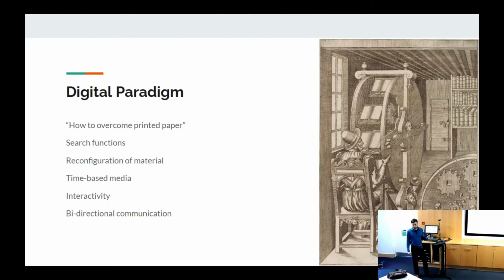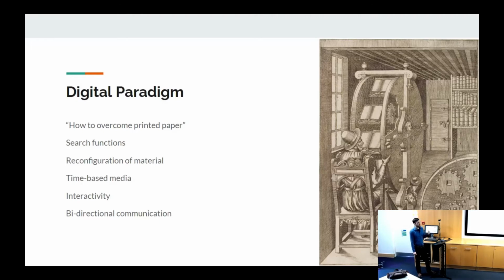Reconfiguration of material, which is what we did with the witnesses. You know, just have loads of data and compile it according to some parameters. Time-based media, what we mean with that is mostly video or even sound recording. Okay, things obviously you can't do in a book. Interactivity, so you can interact with this edition. We'll talk a little bit about that.